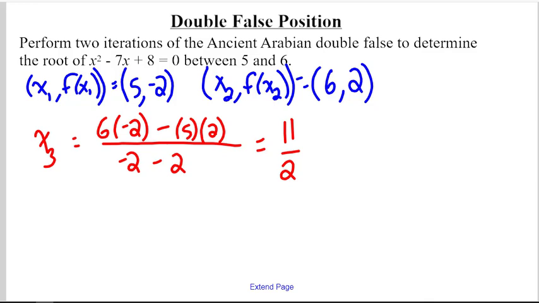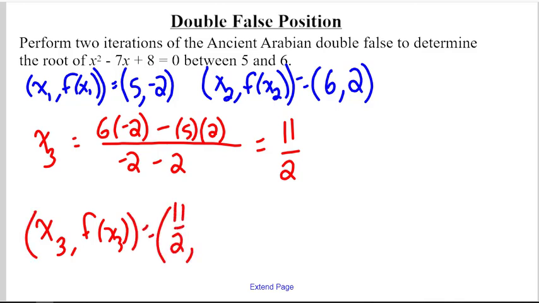So I'm going to keep them as fractions to keep my answers as exact as possible. So if I think that's my x, so now if I'm looking at x3 and say f of x3, this will be 11 halves, comma, when I plug that into x squared minus 7x plus 8, its corresponding value becomes -1/4. So if I'm going to do a second iteration, I'll look and say, okay, the y value is negative, so I'm going to replace this value with my new ordered pair and do it again.